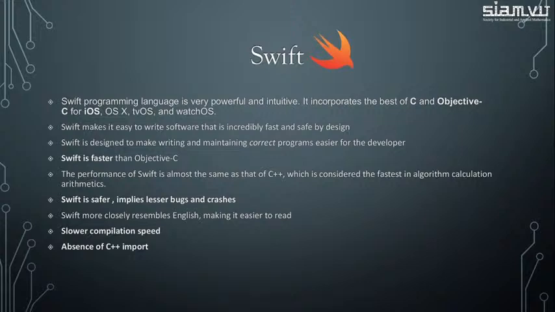Swift obviously makes it much easier for you to write software, which is incredibly fast and safe by design. Another feature that Swift has is that it's marketed as a very safe programming language, which basically means that it does not have too many bugs, too many crashes, or too many errors while you're coding the app itself, right? Like every coding language, there will be errors, bugs, and problems, but Swift has the ability to make them much fewer because it has been designed in that kind of way.